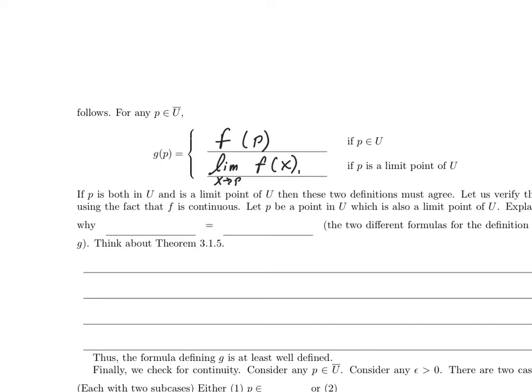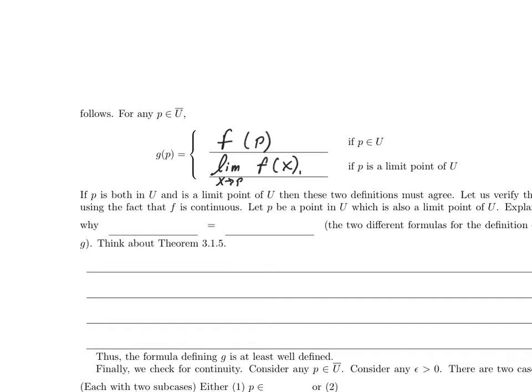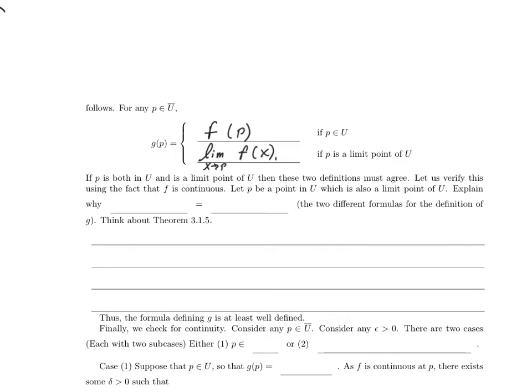One thing you should be suspicious of whenever you see a piecewise definition is when the two pieces overlap. You need to worry: is it actually well defined? Do those two things give the same answer when p is both in U and is a limit point of U? Well, let's check that. If p is both in U and is a limit point of U, then these two things have to agree in order for g to even be a function.